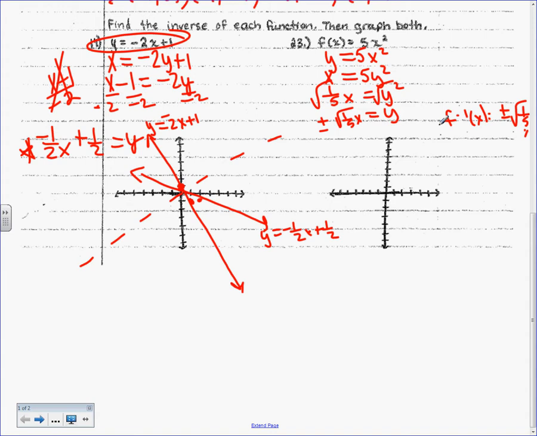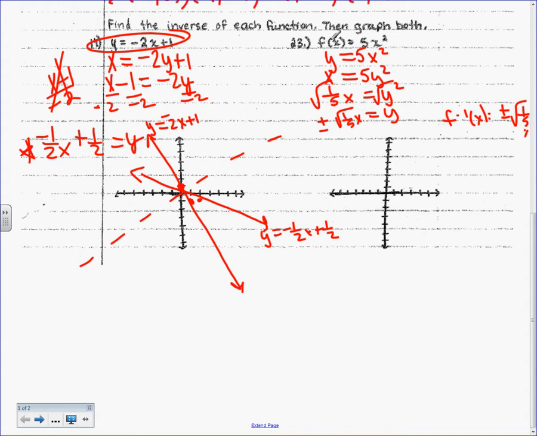So now we have to graph it. Graphing isn't new to you, and even if you don't remember how to do it, what could you always do, even though it's not like the best way to do it? What can you always do? T-table? Right? You could always do a t-table. I don't want you to right now, but you could, okay?